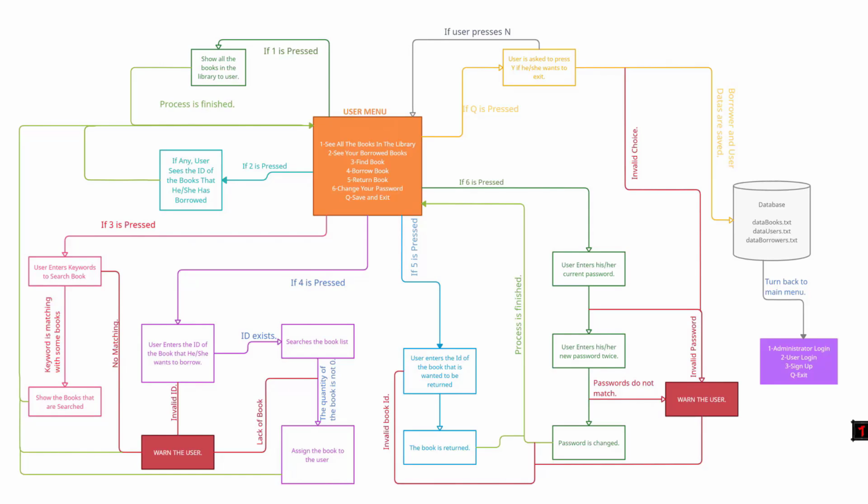If we press 4, we can borrow a book and it decreases the number of the book in the list. If we press 5, the return book menu opens, and after the process is done, it increases the number of the book in the list of books. In case of pressing 6, the user can change his or her current password. Finally, if we press Q, the program saves our data and exits.